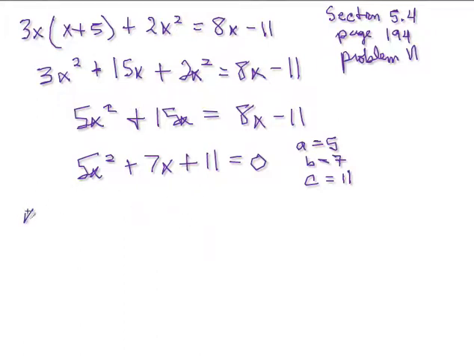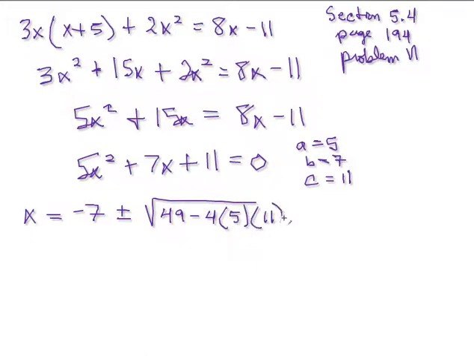So x is going to equal the opposite of b, plus or minus the radical of b squared, which is going to be 49, minus 4 times a, which is 5, times c, which is 11, over 2a, which is 10.